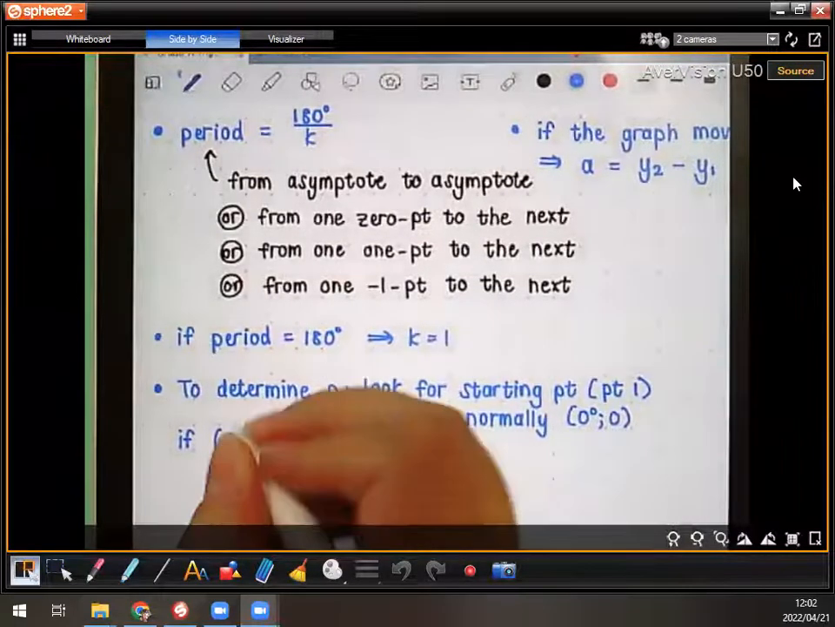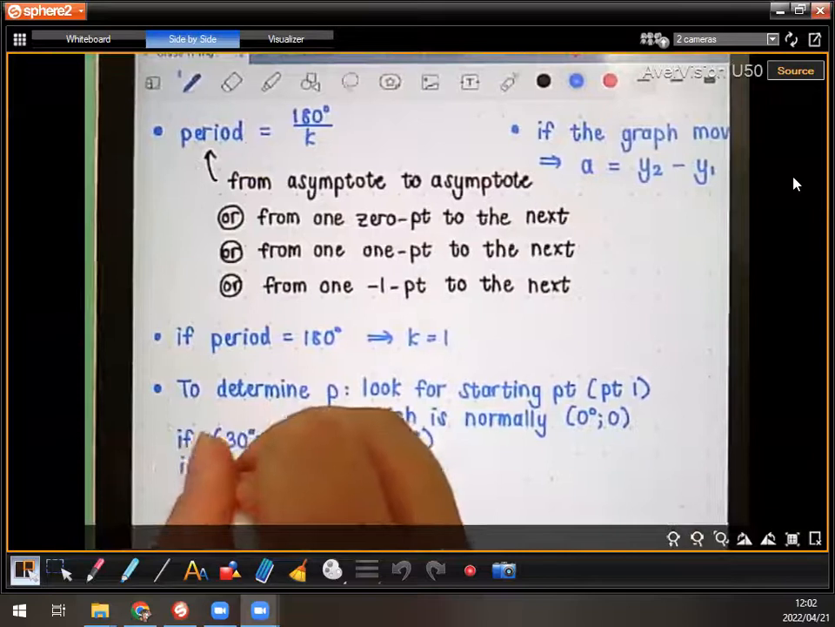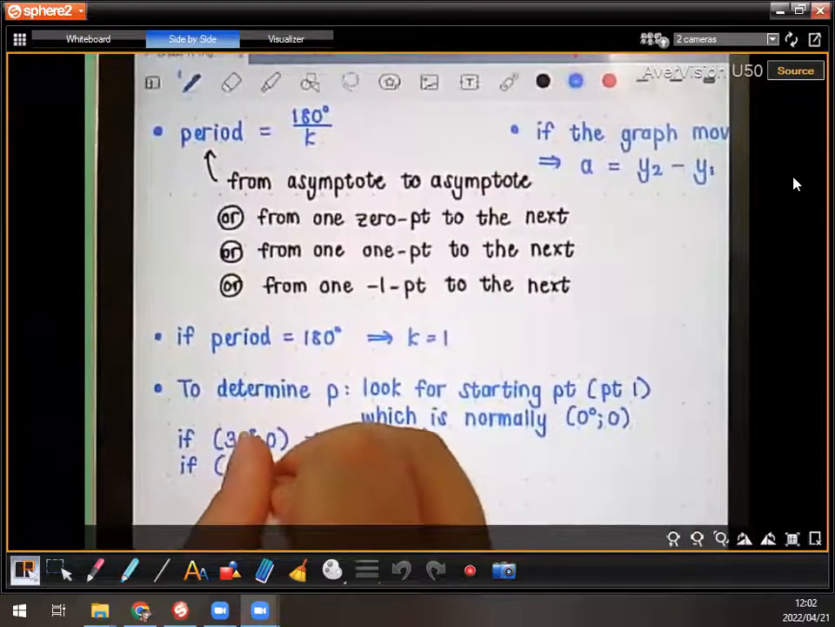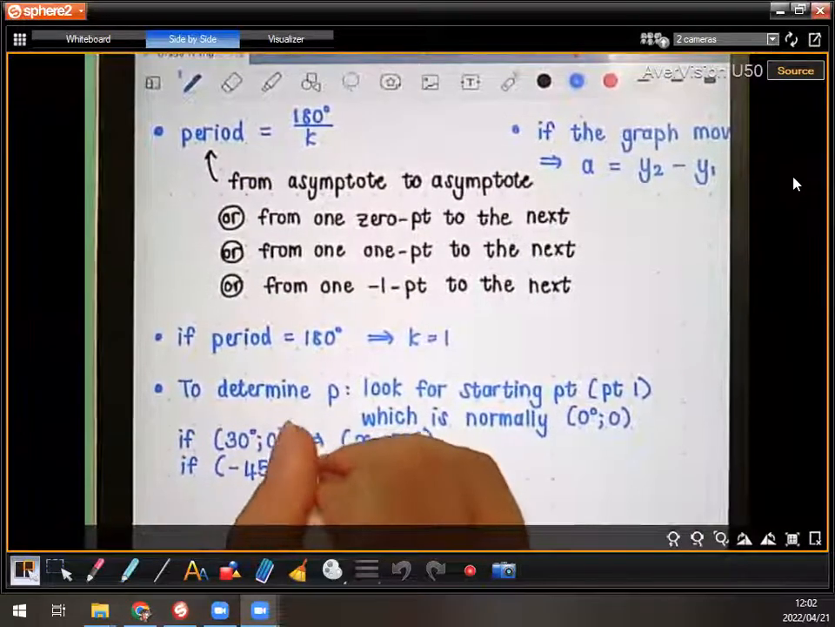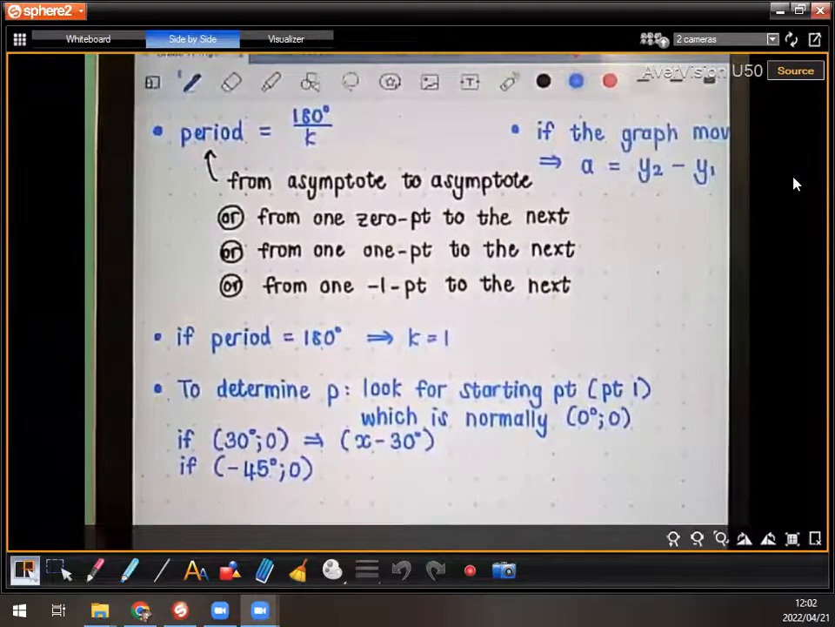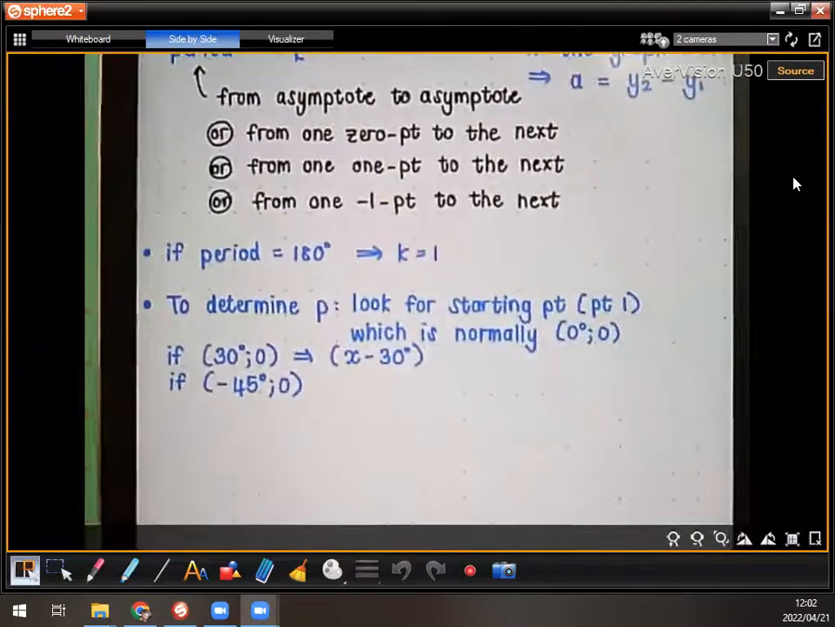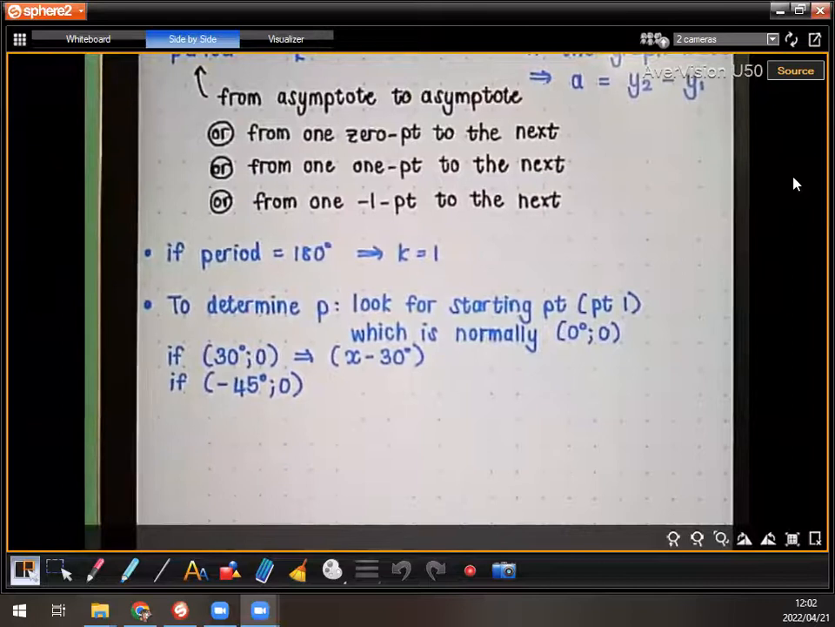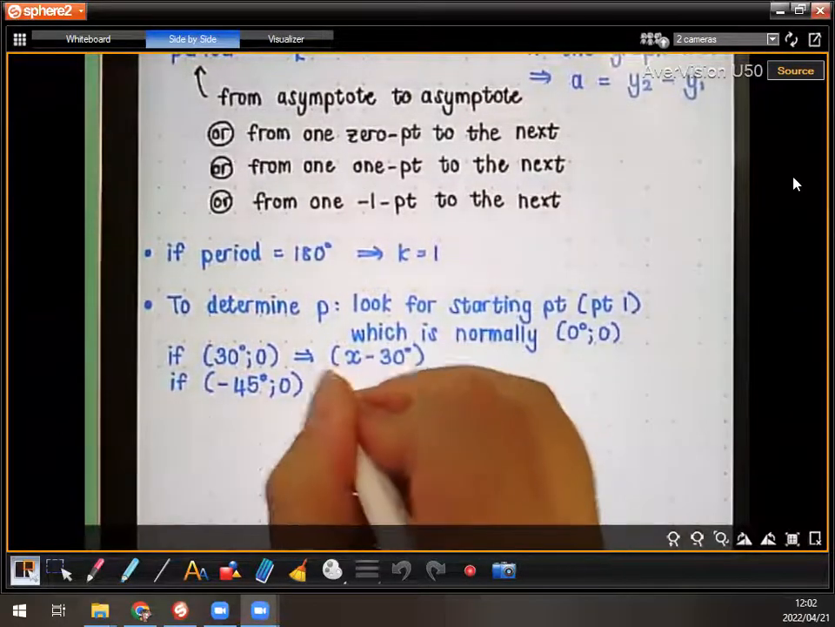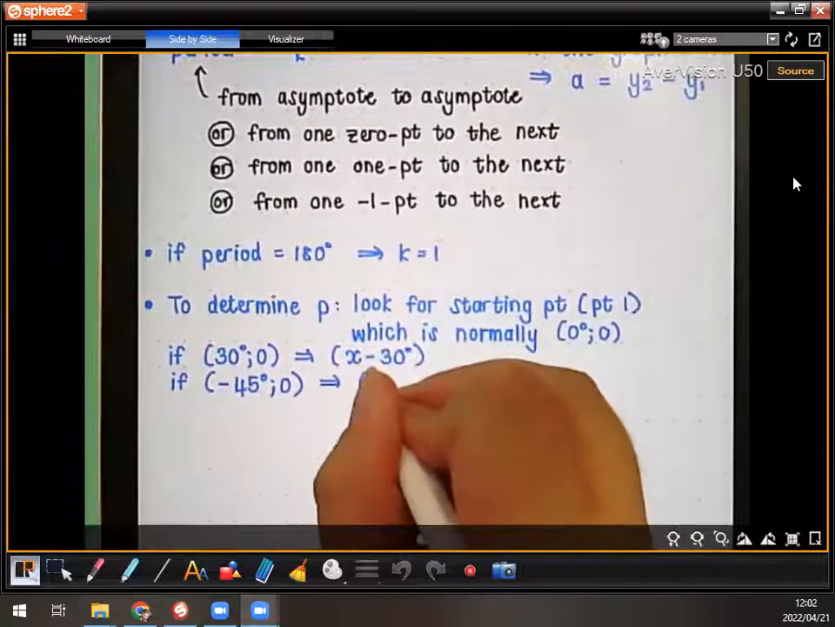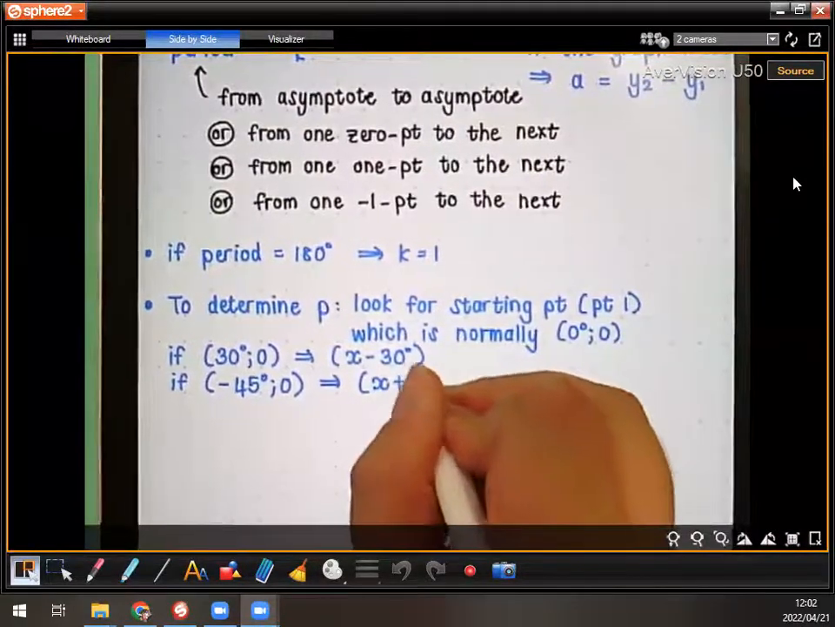in the bracket. But if that starting point is, say, at negative 45, these are just two numerical examples, so you can see how it works. So if it's at negative 45 instead of at 0, it moved 45 degrees to the left in the negative direction, then in your bracket, you're going to have x plus 45.